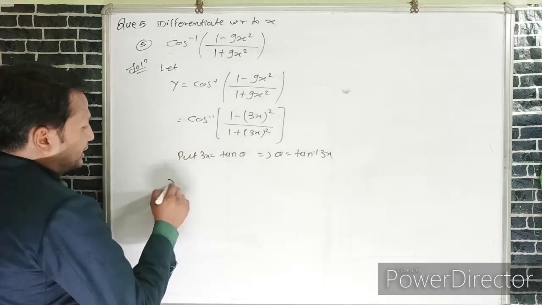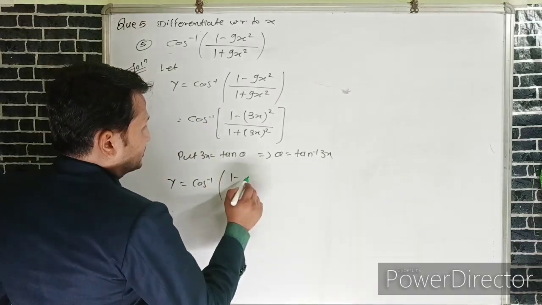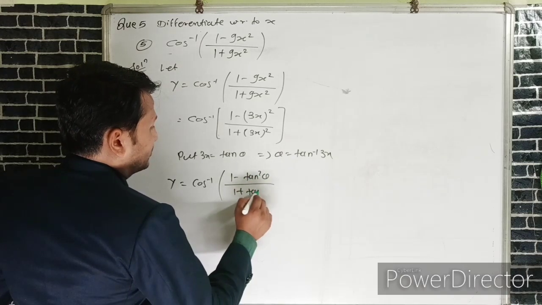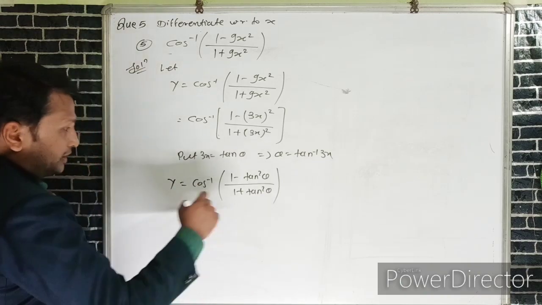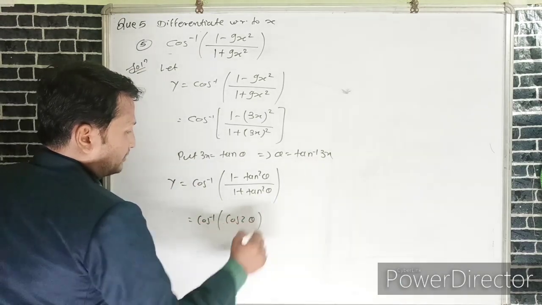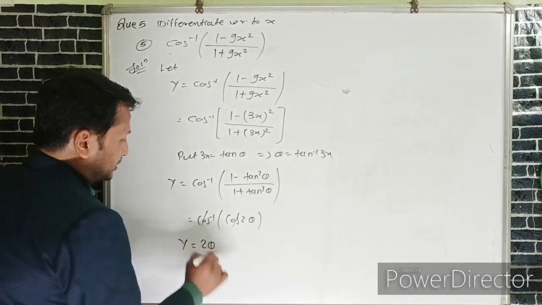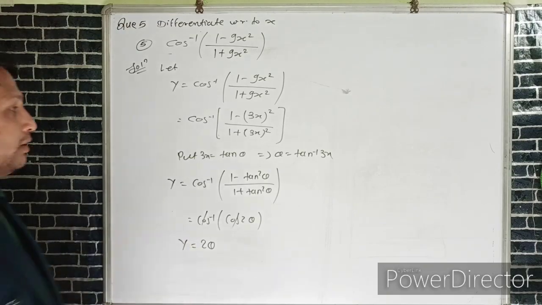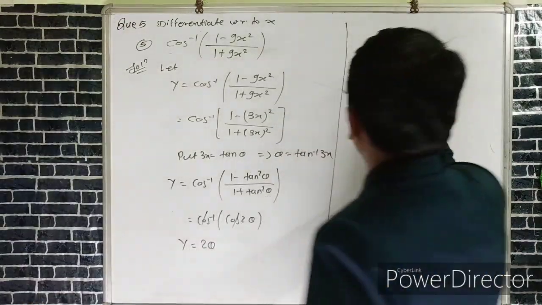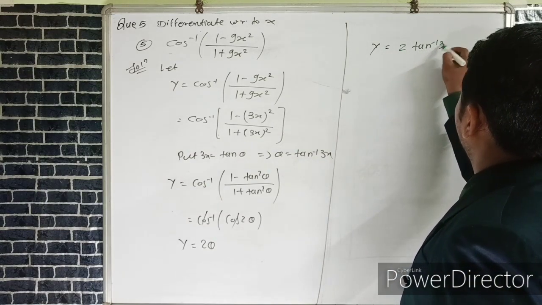After that, we can write y is equal to cos inverse of (1 minus tan square theta) upon (1 plus tan square theta), which is the required value of cos inverse of cos 2 theta. Here cos inverse cos is cancelled, then we can write y is equal to 2 theta. If we substitute the value of theta as tan inverse of 3x, then we can write again y is equal to 2 tan inverse of 3x.